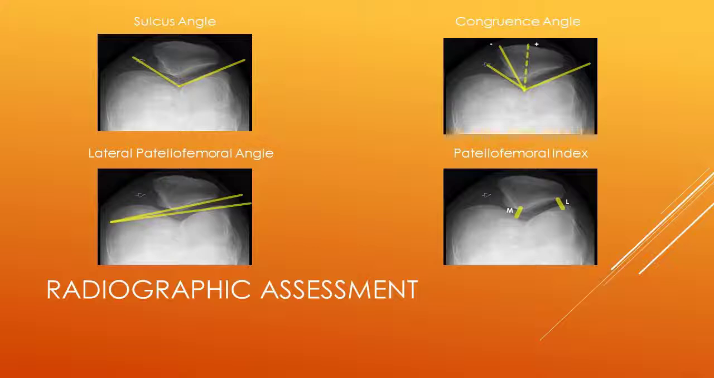This measures subluxation. The lateral patellofemoral angle is the angle between the intercondylar line and the lateral facet. It should open laterally, which measures tilt with subluxation. And then the patellofemoral index is looking at the closest distance between the articular ridge and the medial condyle, as well as the closest distance between the lateral facet and the condyle. This measures both tilt and subluxation.